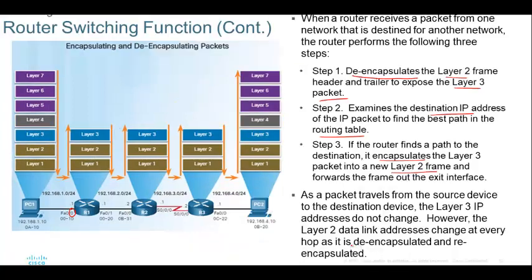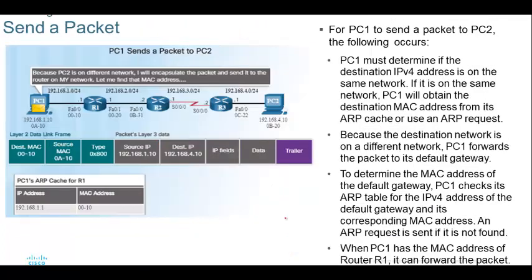You see, a new layer 2 frame is added. Why? Because the MAC address changes, no? Layer 2 data link addresses change at every hop. You understood? So this is what I was talking to you about.